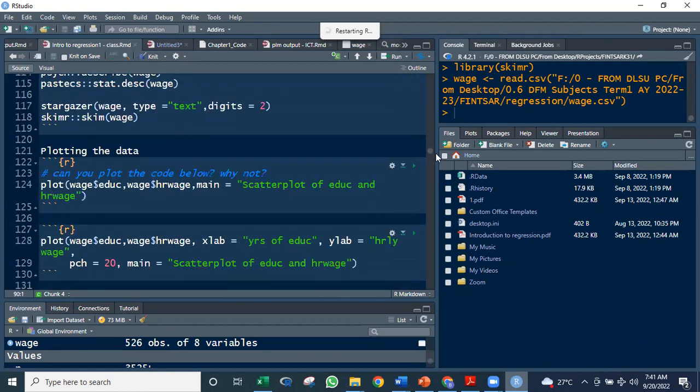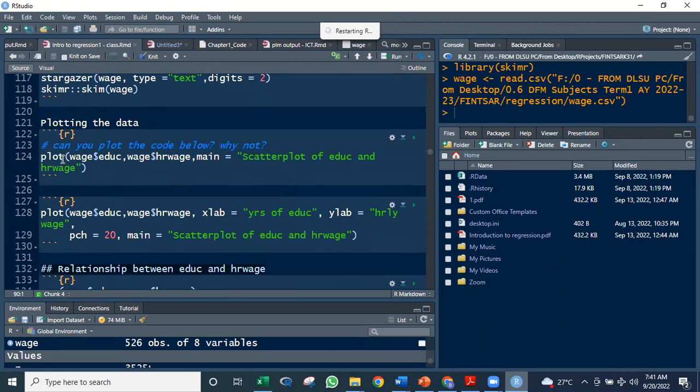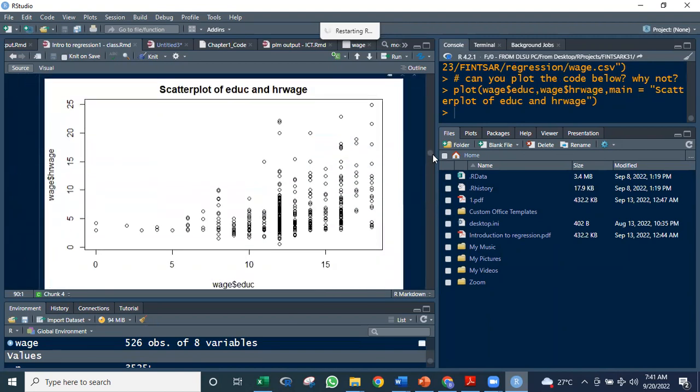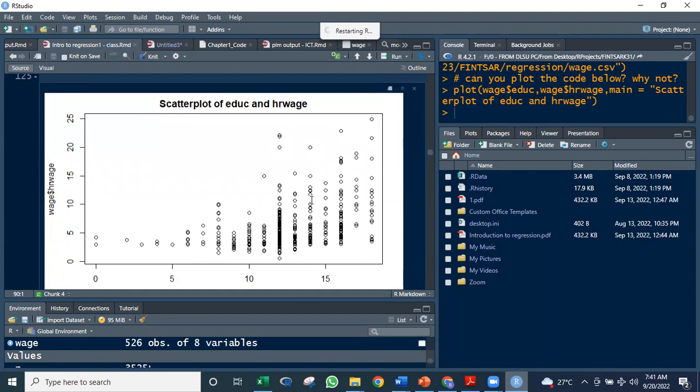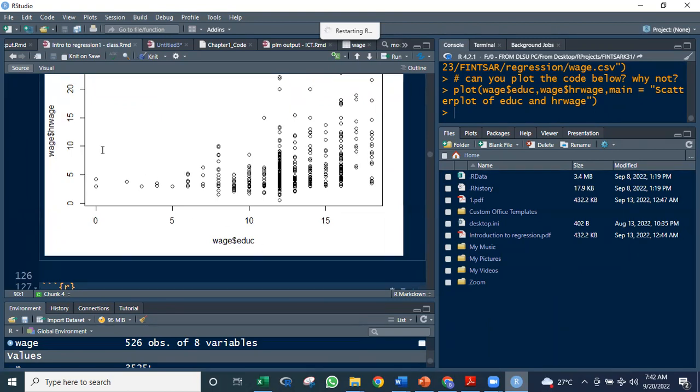So we looked at descriptive statistics, and then we also learned how to plot using the plot function from base R. Let me just quickly do this. So this is the scatter plot. Here, education is on the x-axis. The first variable that you're defining in the plot function is your x-axis, and then the y-axis. As you can see, this is a scatter plot, and we're plotting hourly wage. We'd like to see if there's a relationship between hourly wage and education, which we actually did last time.